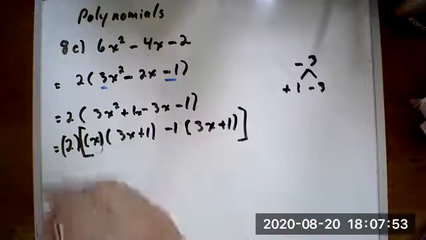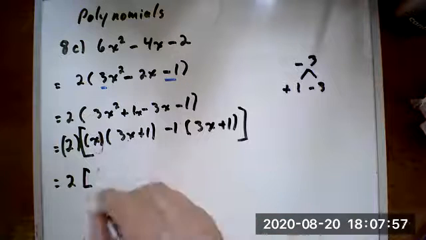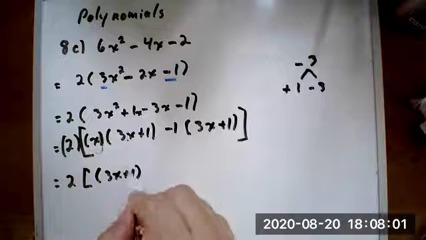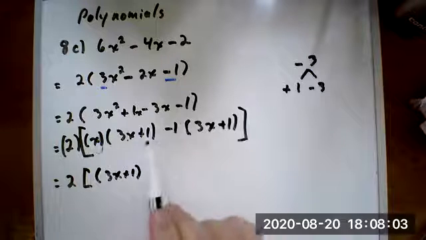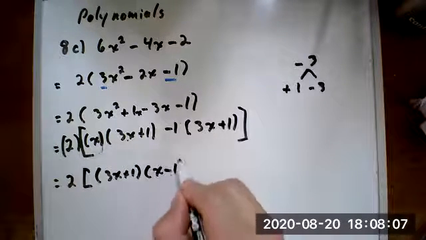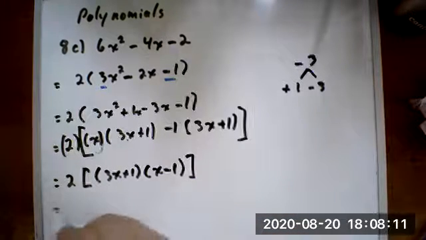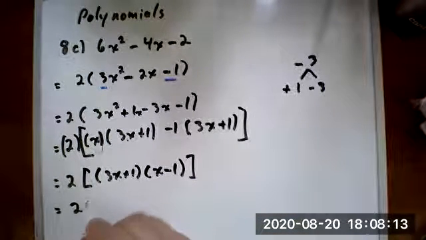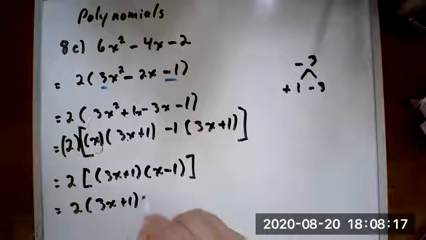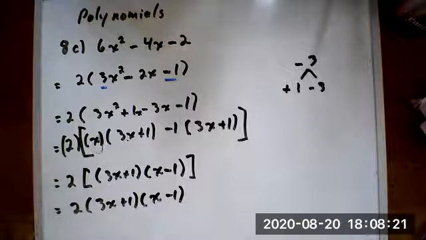Now we can pull things together. So this 2 still sits out front. 3x plus 1 is my common term. And then x minus 1 is my extra term. Now because this is all just multiplication, we don't need the big square brackets, and I can have 2 times 3x plus 1 times x minus 1. And now it's fully factored.